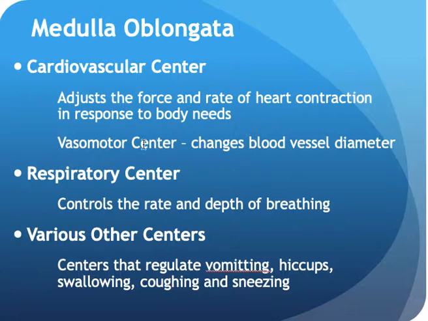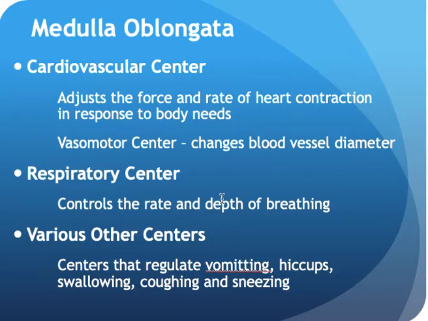It's going to be my vasomotor center. That's going to change the blood vessel diameter. So if I need a lot of blood flow, I'm going to dilate my blood vessels. If I want to close down the blood flow to that area and move it somewhere else, I can constrict them. Respiratory center controls the rate and depth of breathing.